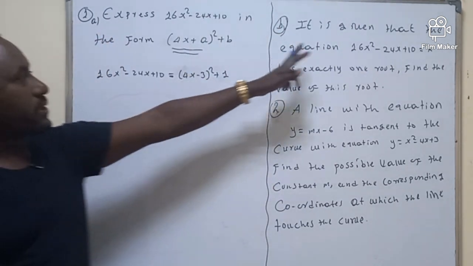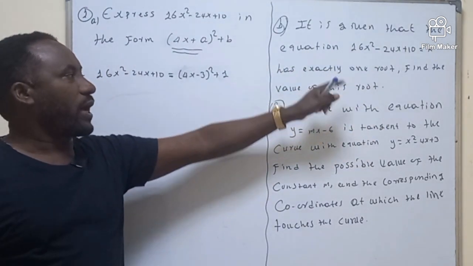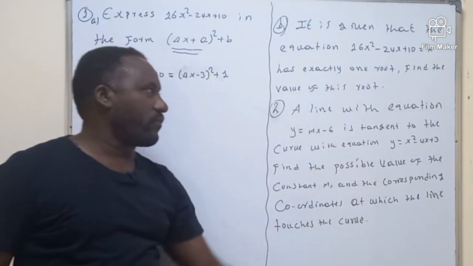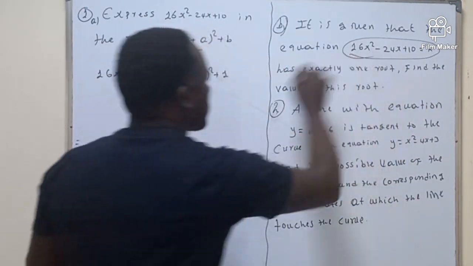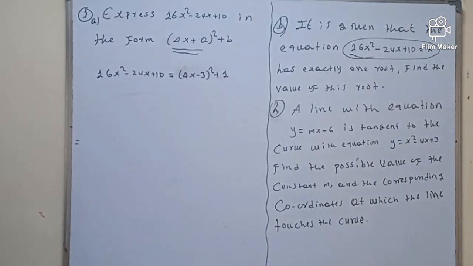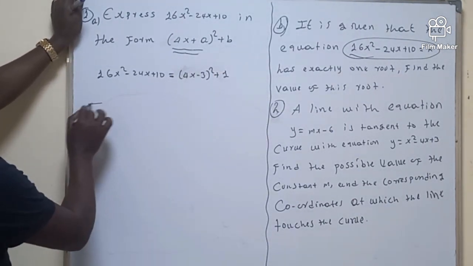What's B mean? It is given that the equation, which is equal to K, has exactly one root. Then find the value of this root. So in order to find the value of the root of this equation, first of all, we need to find the value for K. How are we going to determine the value of K? It is already given.